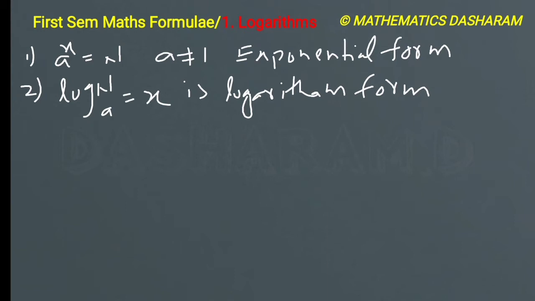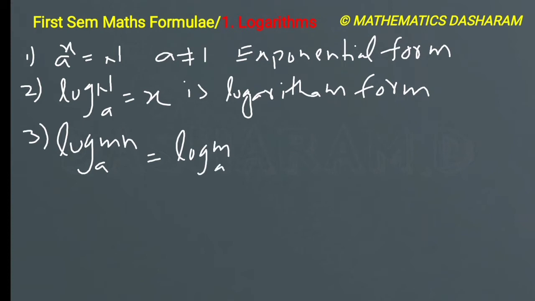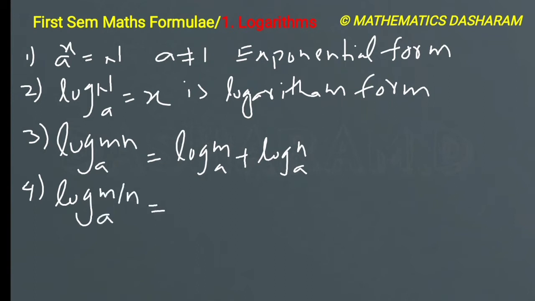Okay. So the third one is log of m into n base a equals log m base a plus log n base a. It is the product formula. So product will become addition. Next, the fourth one, log of m by n base a. It is a division formula. So it is log m base a minus log n base a. So division will convert into subtraction.